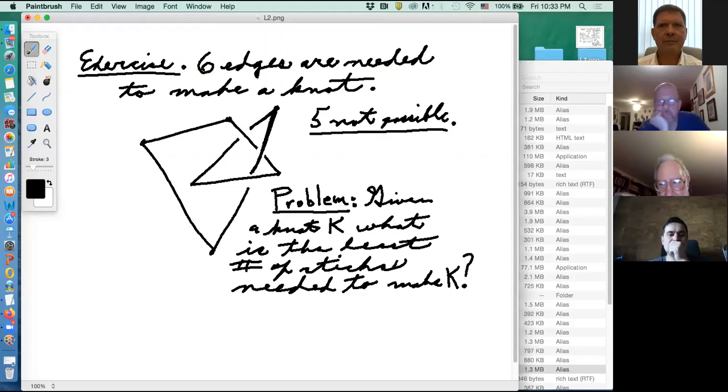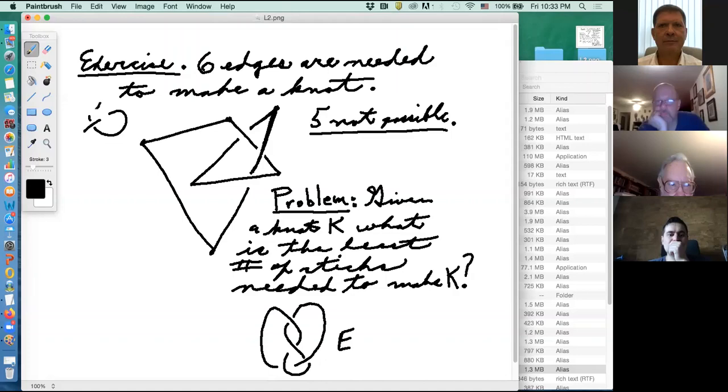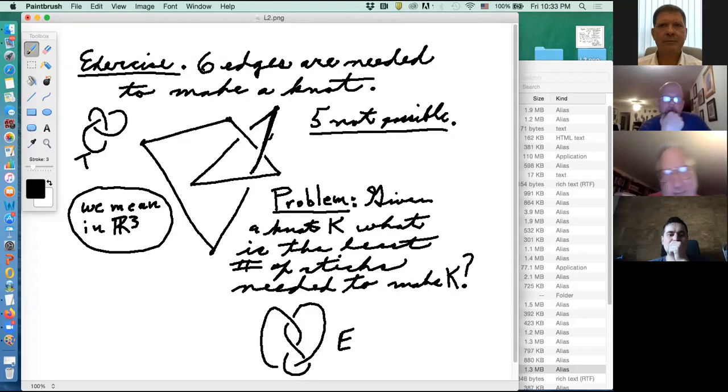It turns out that in the case of the figure 8 knot, there's another knot for you to think about. The next simplest knot after the trefoil knot, figure 8 knot, trefoil knot here. Of course, we're not worrying about sticks when we draw diagrams. We're just trying to make pretty diagrams. Here's the trefoil knot. But here's a 6-stick representation of the trefoil knot. Now, we mean in R3, right? You can draw straight line diagrams, and that's another question. What's the least number of sticks to make a knot using straight line diagrams?